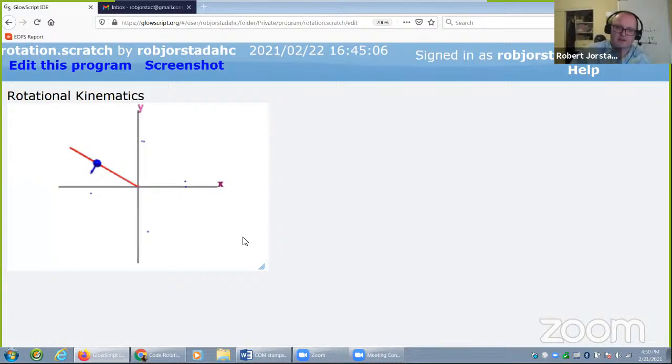So hopefully you can see that going. It's slowing down, and at some point it reverses direction, and it goes the other way. And notice the velocity arrow is correctly updating. So that's the first step.